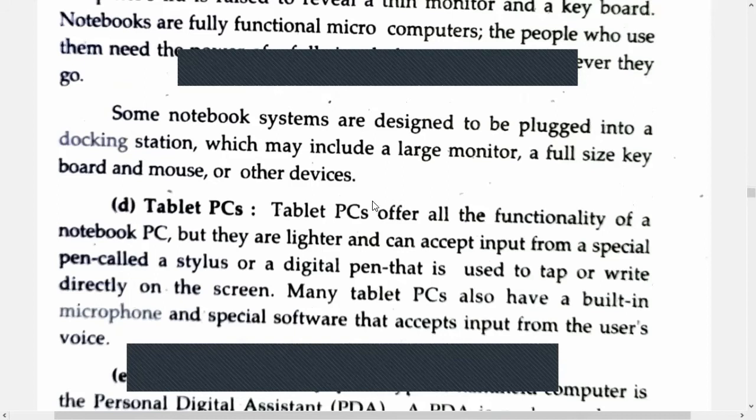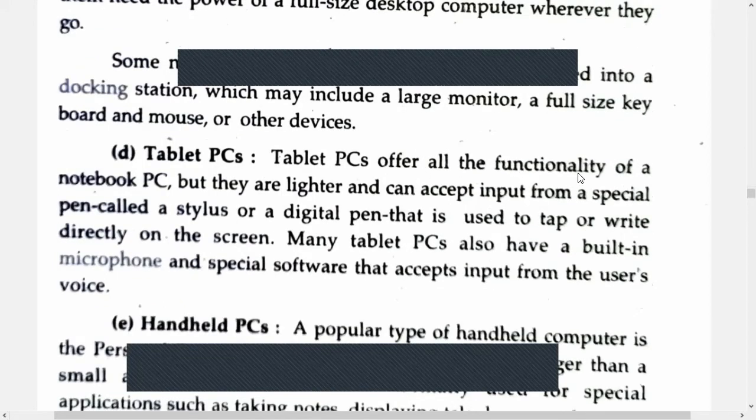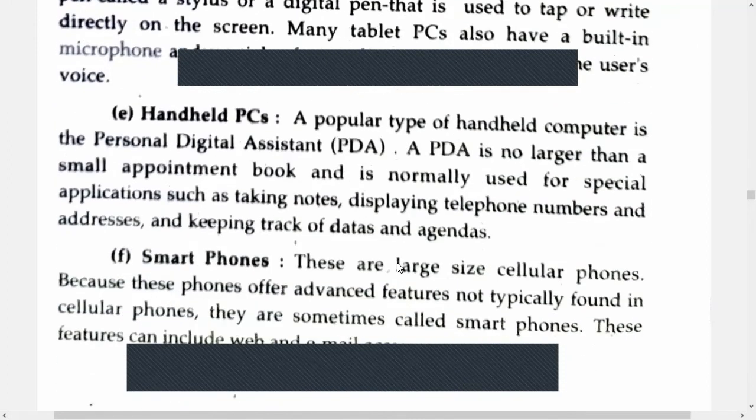Next is tablet PC. Tablet PCs offer all the functionality of a PC, but they are lighter and can accept input from a special pen called a stylus, a digital pen that is used to tap or write directly on the screen. Many tablet PCs also have a built-in microphone and special software that accepts input from the user's voice. As said, these tablet PCs are again like an Android phone. However, these cannot do the heavy work as desktops or mainframe computers do. These have a few limitations based on the size, functionality, or the purpose.